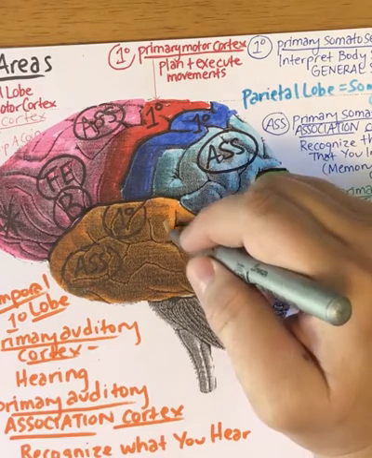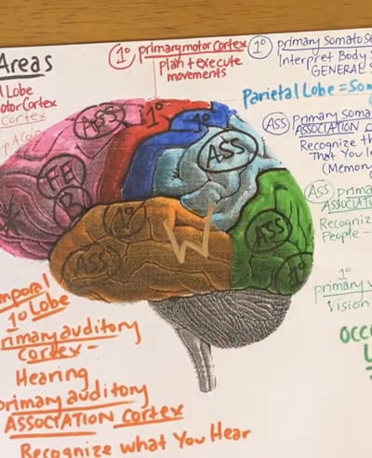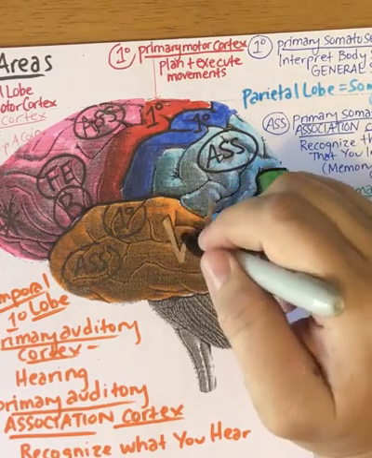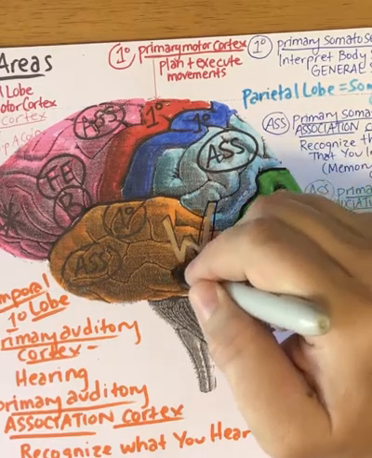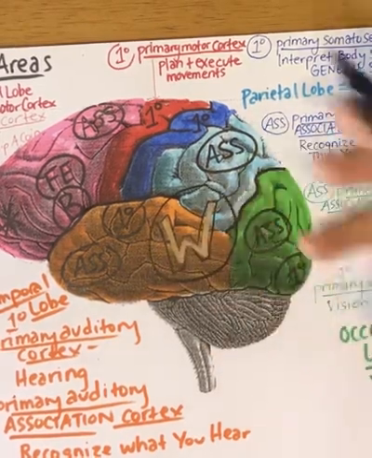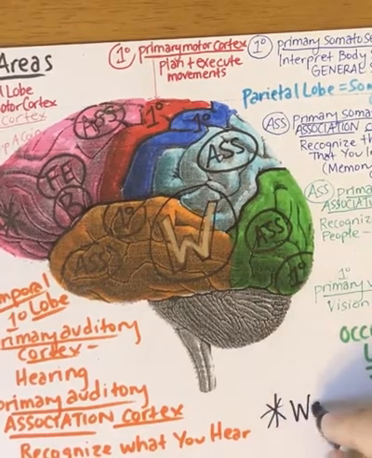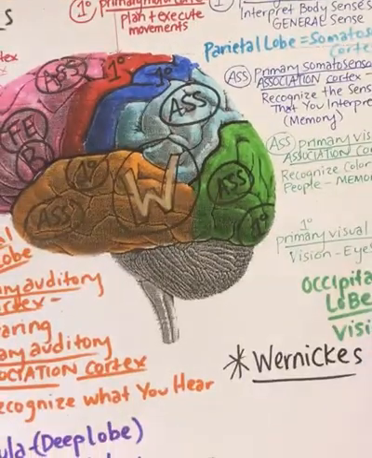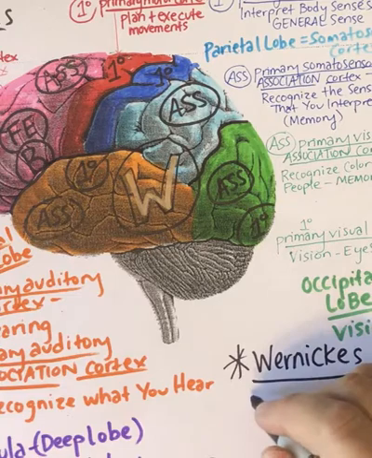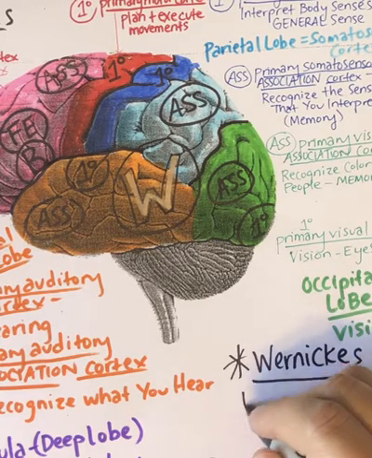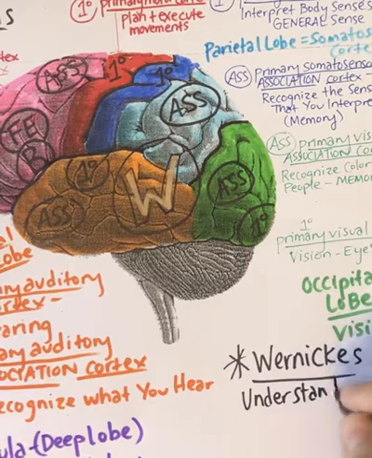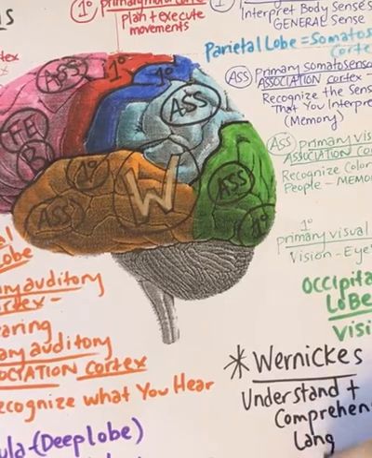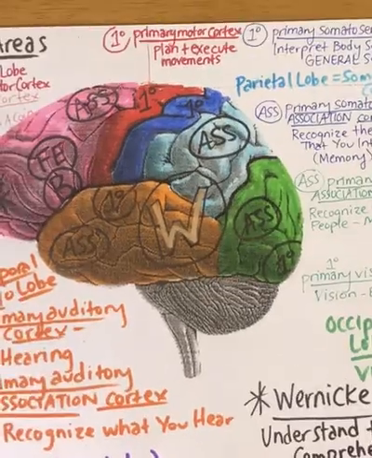So your Wernicke's, oh, you can't see that really good. It is in 3 lobes. Wernicke's is a cerebral cortex area found in 3 lobes. It helps you understand and comprehend language.